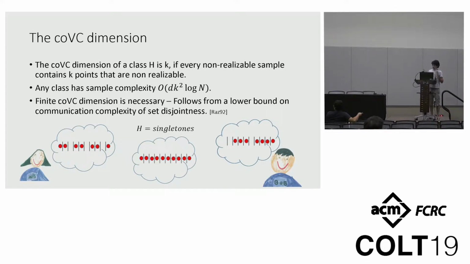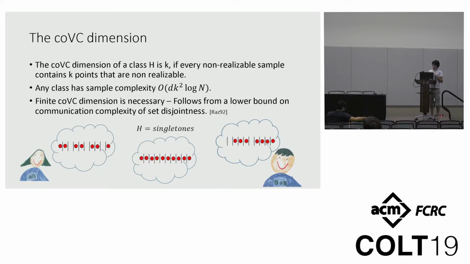In this algorithm, you might think that you can generalize to a general hypothesis class. The only part where we used something about the special structure of hyperplanes was Carathéodory's theorem. So we can replace Carathéodory's theorem with the assumption that we need, which is that every non-realizable sample contains some set of size k where the points are not realizable. And this is a new notion that we defined, the coVC dimension, and it turns out to be necessary.